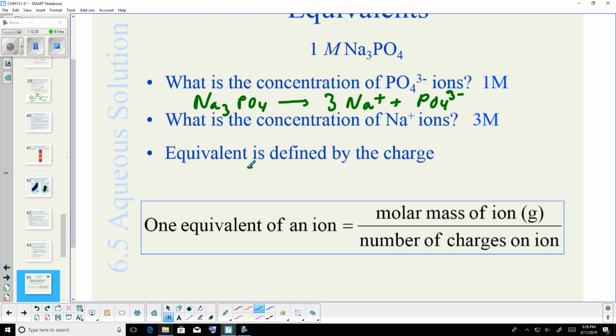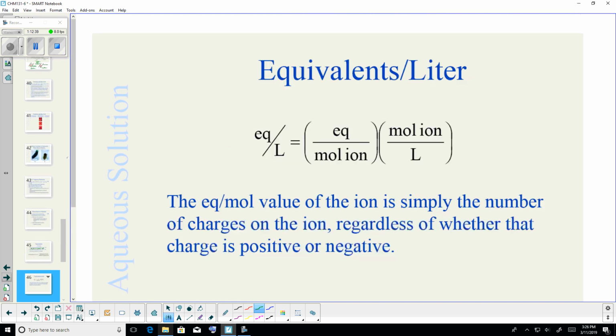And the equivalent is defined by the charge. One equivalent of an ion is the molar mass of an ion in grams divided by the number of charges on the ion. Equivalents per liter is equal to equivalents per mole of ion times moles of ion per liter. The equivalents per mole value of the ion is simply the number of charges on the ion, regardless of whether that charge is positive or negative.